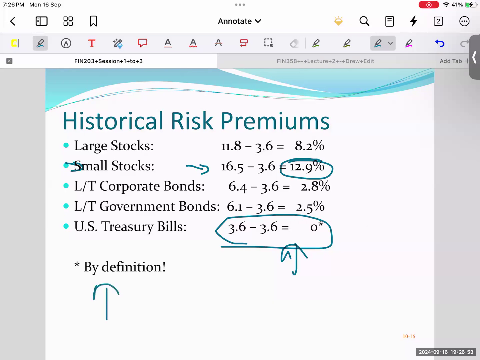There is a small comment here by definition, right? So generally, treasury bill is zero, but after the '08 financial crisis, they realized that actually the US government can actually default as well. So there's actually a risk involved, but it's by definition theoretically zero, but in real life it might not be zero.